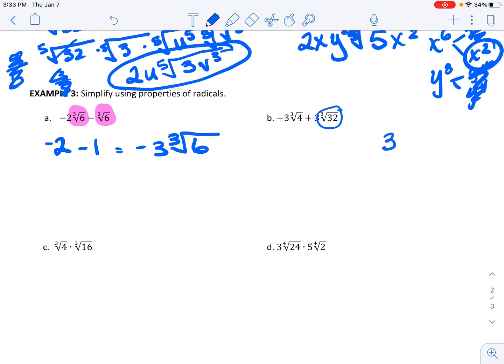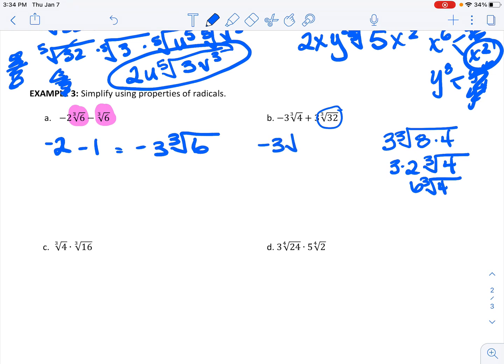So we have 3 cube root of 32. So 32 can be broken up into 8 times 4. And I know that 8 is a cube root because 2 times 2 times 2 is 8. That means 2 is going to come out. So this becomes 3 times 2, and then cube root to the 4th. And 3 times 2 is 6, so it's 6 cube root of 4.